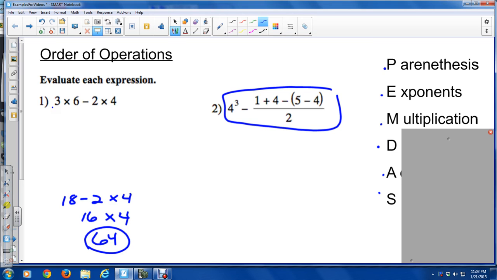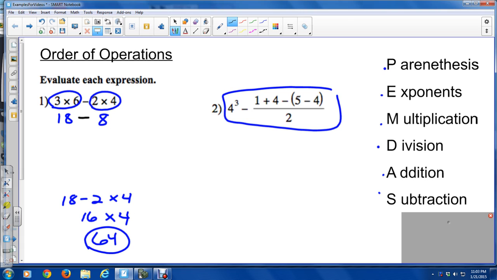I've got 3 times 6, that's giving me 18. And I have 2 times 4, and that's giving me 8. It tells me I have to do my multiplication, any multiplication, in the whole problem. The minus sign in the middle, we're just going to go ahead and carry that down. And now I have 18 minus 8, and that's the only operation left. So at this point, I'm all the way down here at subtraction, and I'm going to go ahead and do the subtraction, getting an answer of 10.